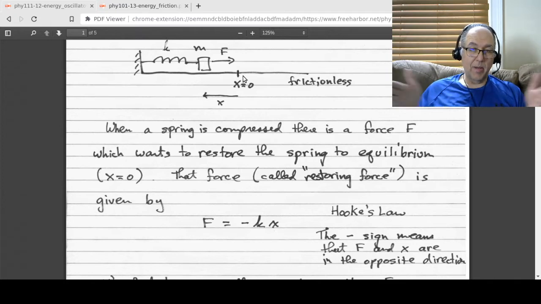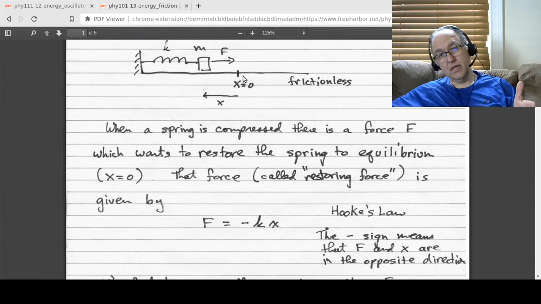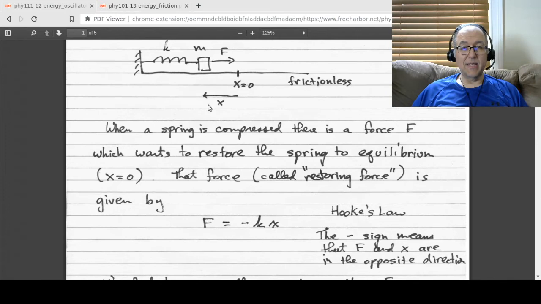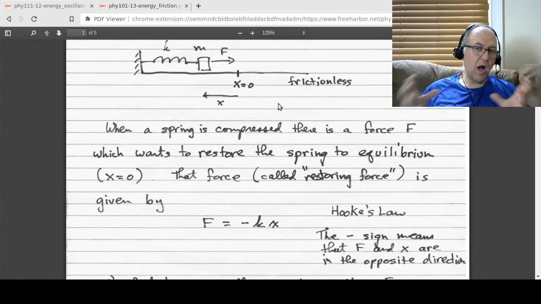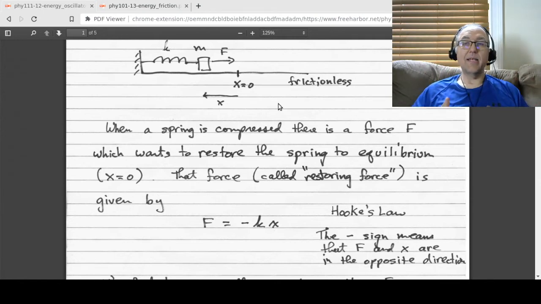In this particular diagram, I compressed the spring, but if I stretched it, well, then I would be displacing it in the opposite direction, not to the left, but to the right. I'd be displacing it to the right, x would be to the right. But now the force would want to pull it back to equilibrium, the force would want to pull it to the left. And you'll notice that the displacement and the force are always opposite one another, hence the name restoring force, because it always wants to restore it to the center.